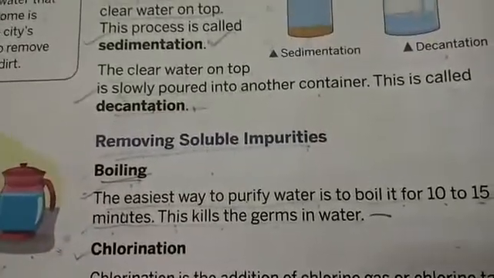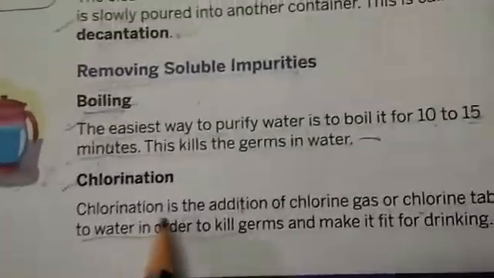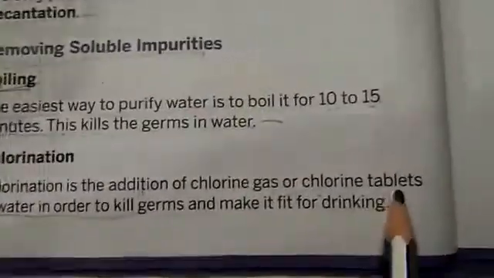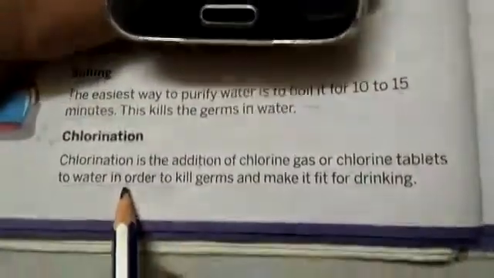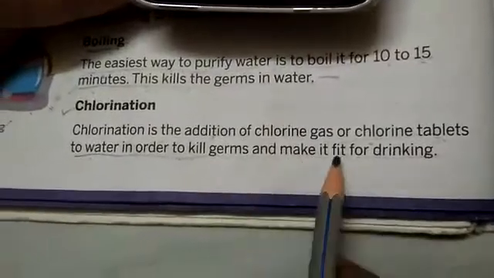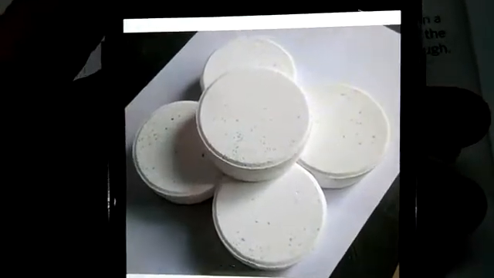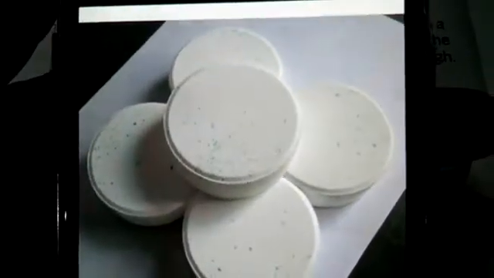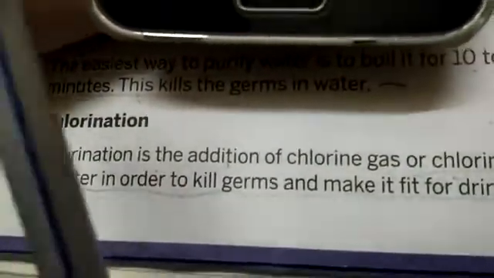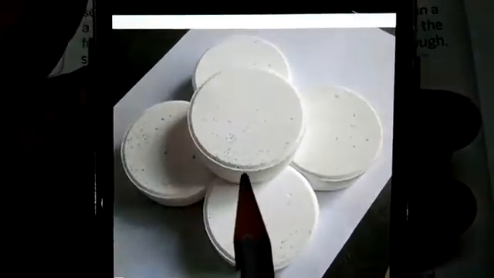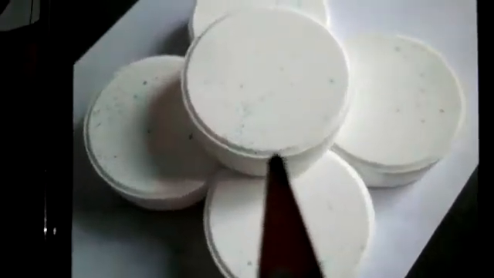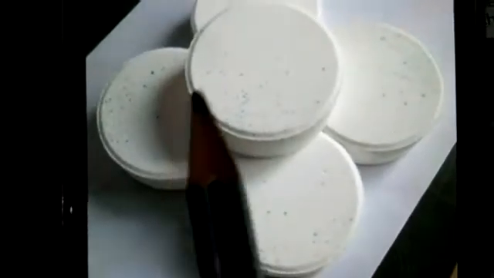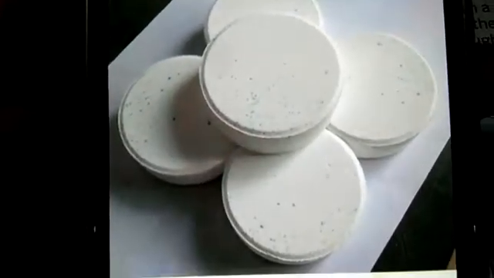Yes, now we come to chlorination. Now, what is chlorination? We learn. Chlorination is the addition of chlorine gas or chlorine tablets in the water in order to kill the germs and make it fit for drinking. Now, you see, this is chlorine tablet. It's a kind of tablet which kills all the germs and makes it fit for drinking. Chlorine tablet, it's a kind of chemical to kill the germs in the water.